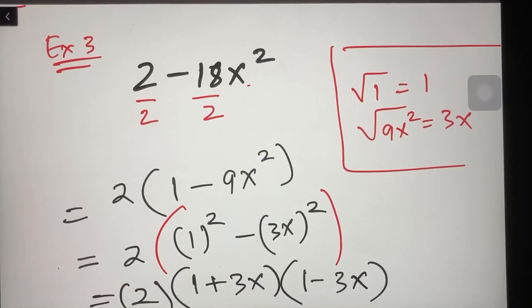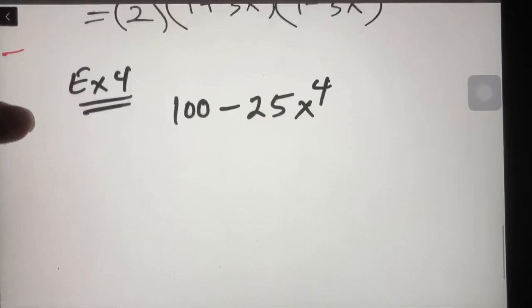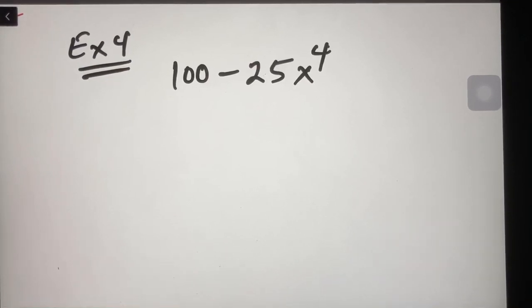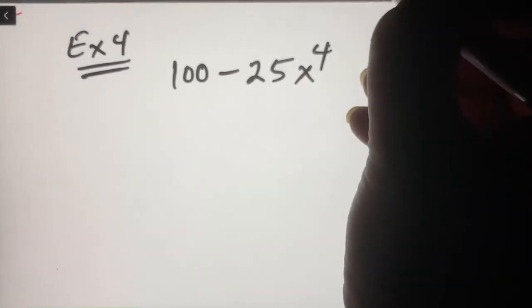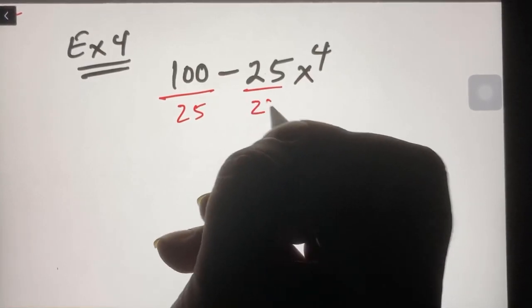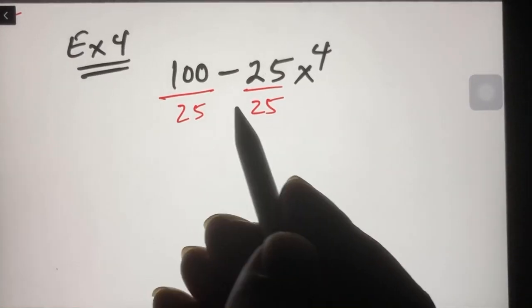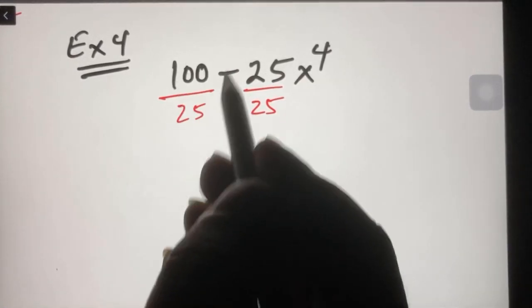Let's do one last problem, okay? Let's do one more. Okay, example number 4 says 100 minus 25 x raised to the power 4. I hope all of you remember what's the first thing that I told you to remember. The first question you should always ask, can I factor anything out? The answer is yes, we can factor out 25. So 25 is the biggest number that goes into both 25 and 100. We cannot factor out x because there is no x term here, okay?